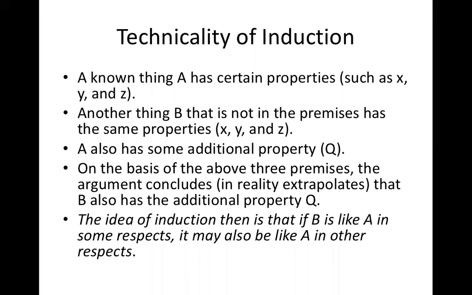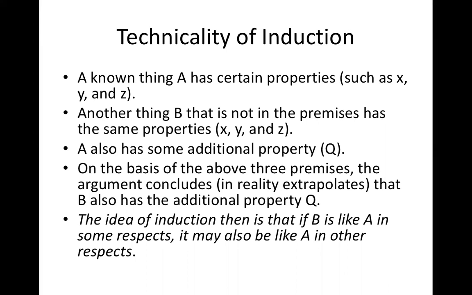Now, let's look at the technicality. This is why it is so. Let's assume this. A known thing A has certain properties such as X, Y, and Z. Another known thing B that is not in the premises has the same properties, X, Y, and Z. A also has an additional property, Q. On the basis of the above three premises, the argument concludes, or in reality extrapolates, that B also has the additional property, Q.